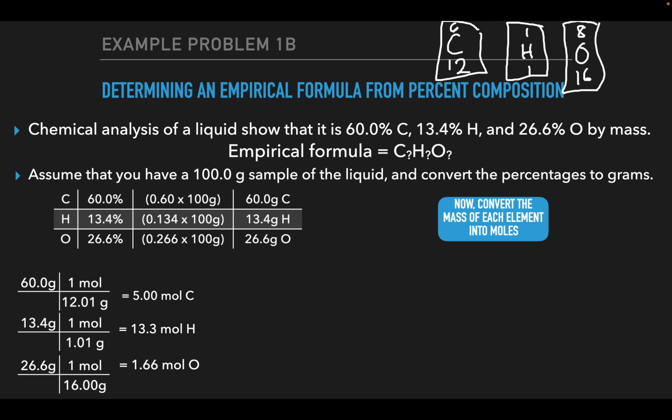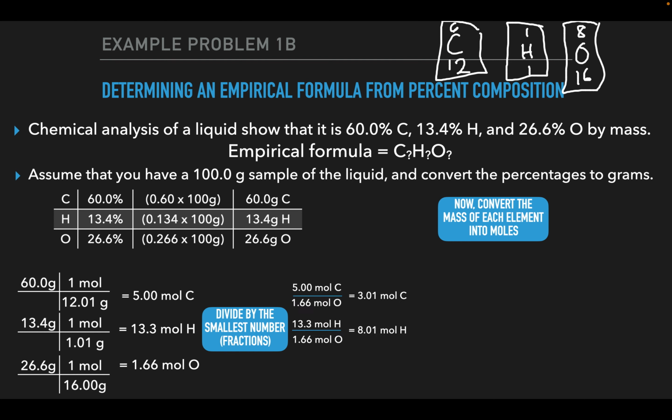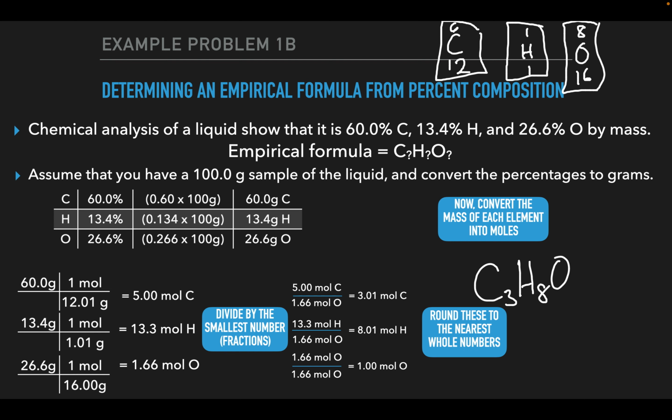Once you have moles of everything, carbon, hydrogen, oxygen, you take the lowest amount of moles and divide everything by that. So 1.66 moles of oxygen is the lowest. You divide 5 by that number, 13.3 by that number, and 1.66 obviously by itself. Then you'll get a molar ratio, 3 for carbon, 8 for hydrogen, and 1 for oxygen, which leads you to C3H8O. We did this in class already, just a quick refresher.